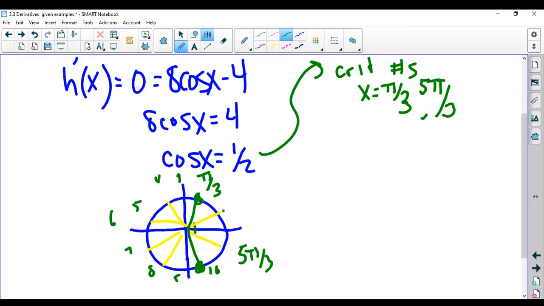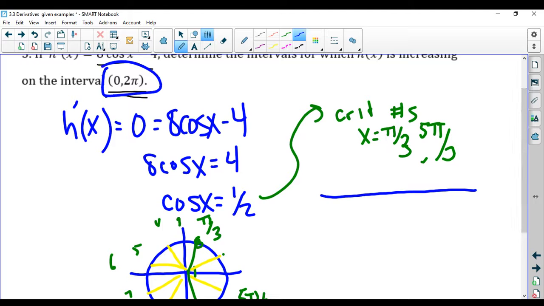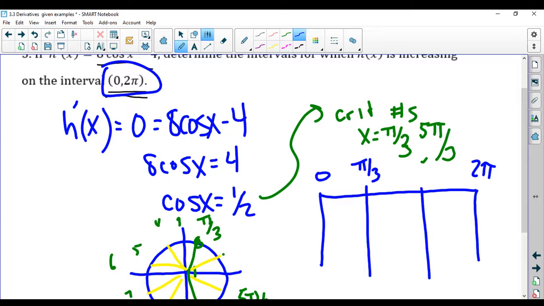So now, as usual, I'm going to set up my chart. Now, this is a little bit different because we are given an interval. Starting at 0, we're ending at 2 pi, and our critical numbers are pi over 3 and 5 pi over 3.